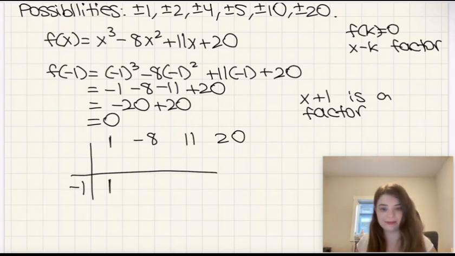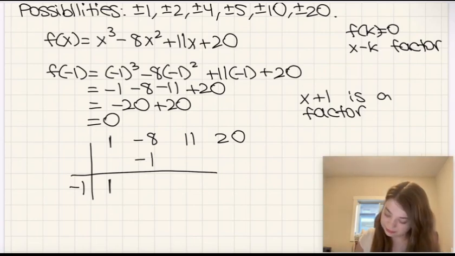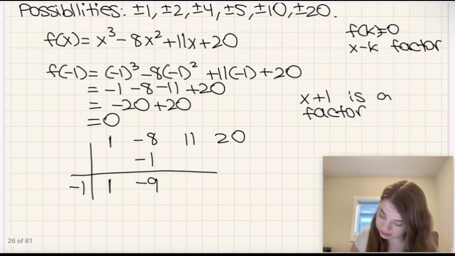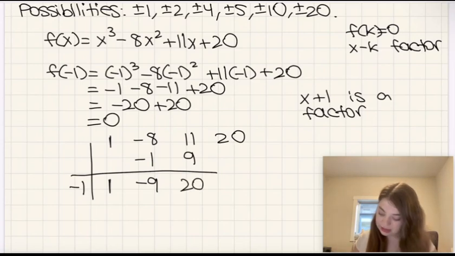So negative 1 times 1 is negative 1. Negative 8 plus negative 1 is negative 9. And then I'm going to multiply again. So negative 1 times negative 9 is positive 9. So 9 goes here. 11 plus 9 is 20. And then I'm going to multiply again. So negative 1 times 20 is negative 20. And negative 20 plus 20 is 0.